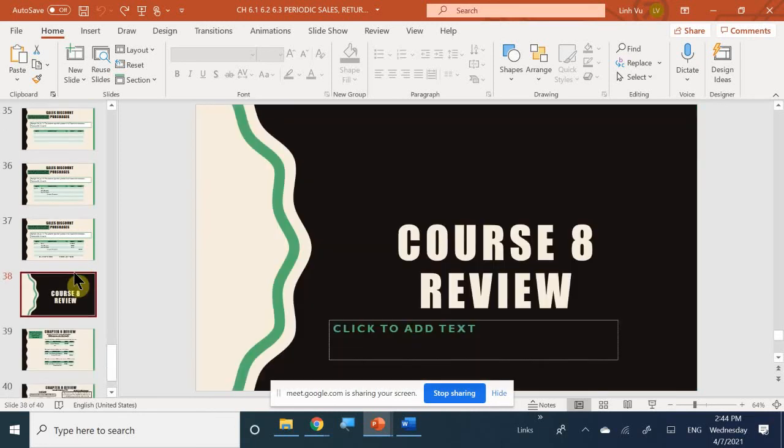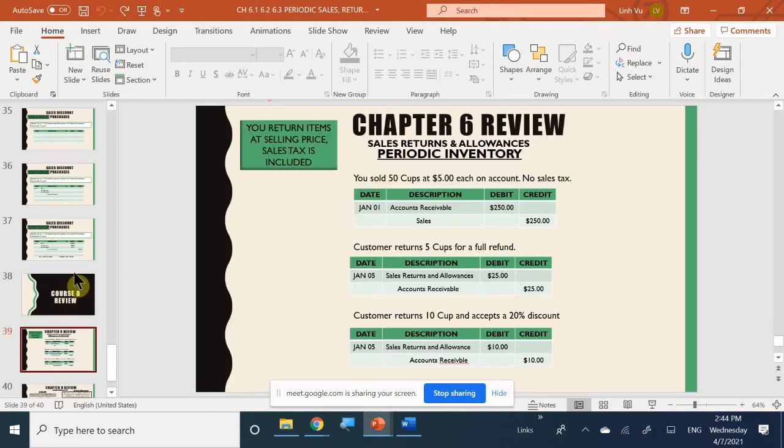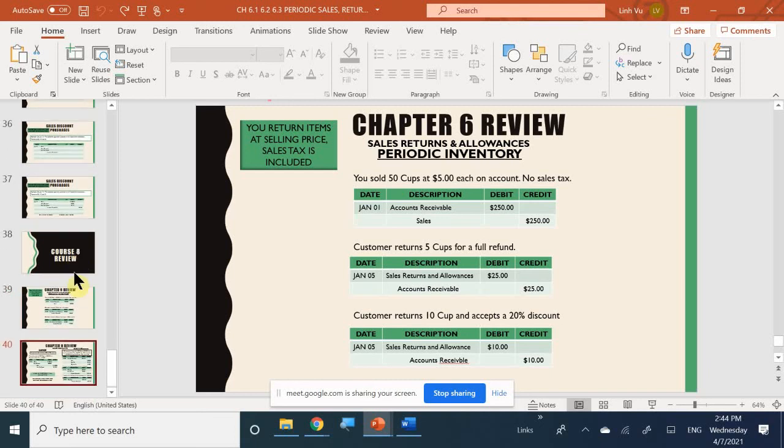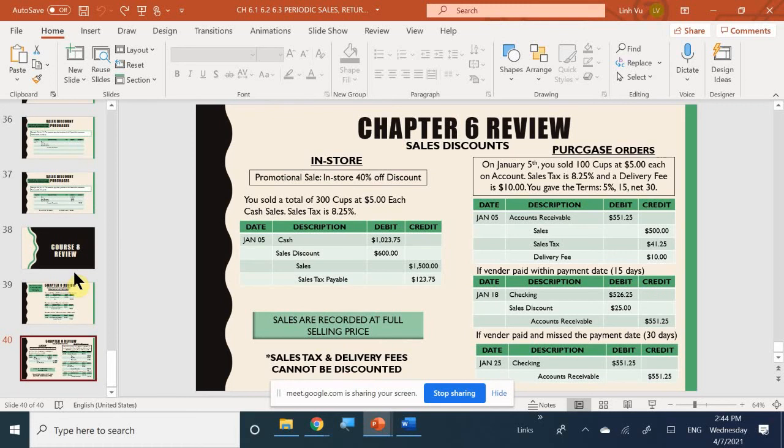And then course review. So once again, here we are. We learned how to journalize our sales, right? We also learned about how to do sales returns and allowances, right? We did a sales return. We also took a look at a sales allowance, okay? We also got to take a look at discounts, whether it's an in-store discount or whether we give our customers terms, okay?